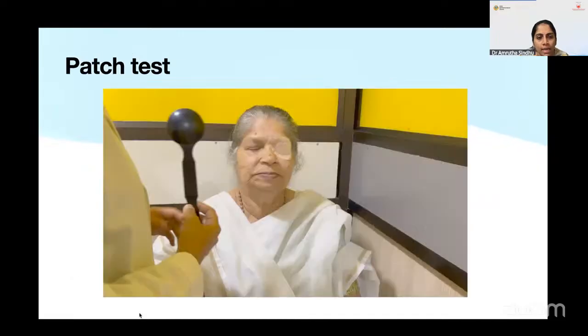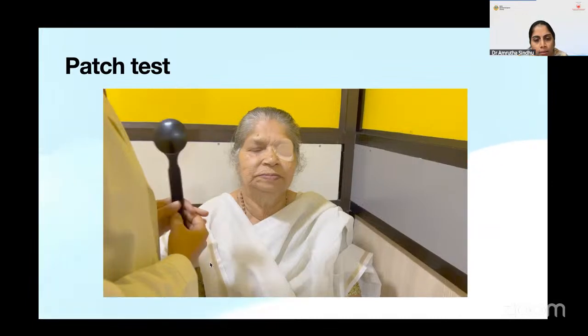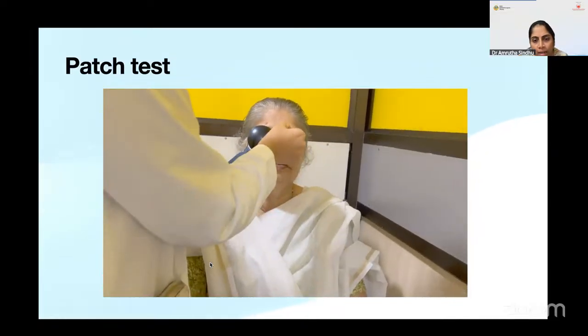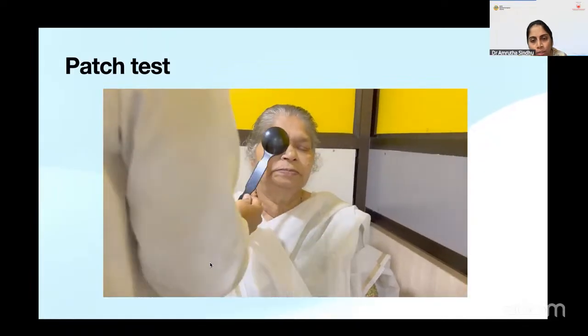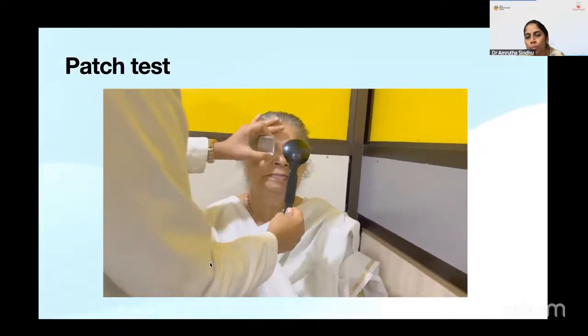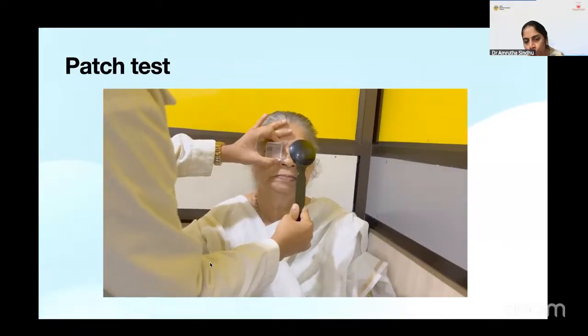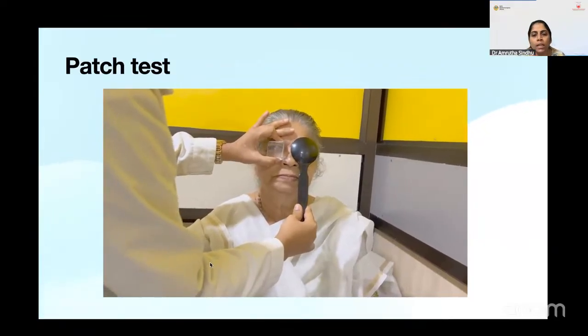So let's see how a patch test is done. Here, I applied a patch on this patient's left eye for about 30 to 45 minutes. Now I'm going to do a patch test. Ask the patient to keep the eye closed before opening the patch, and you have to explain that. Then I cover one eye and only then I remove the patch. This is because I don't want both the eyes to be open at a time. So all the time during this test, I keep one eye closed.